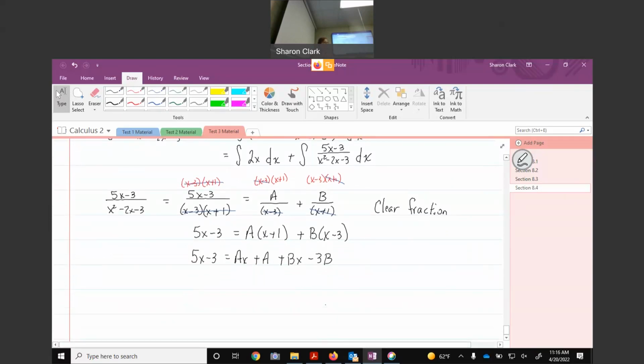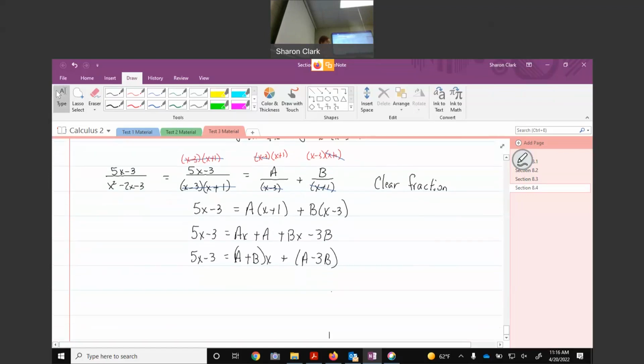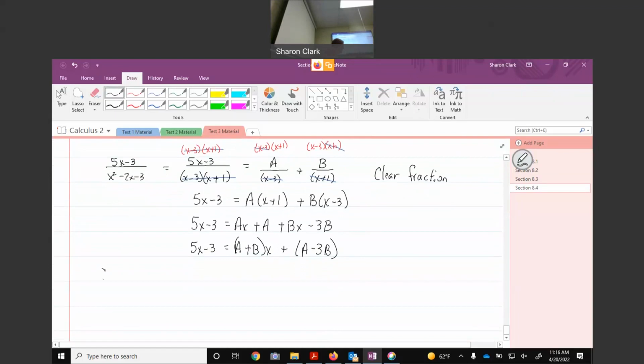So basically, cancel them out, multiply the A's and the B's through. Right. And now we're going to group the x terms together and the non-x terms together. A plus B times x plus A minus 3B. Like that? So now 5x. Wait, we got to do our coefficients. It's the coefficient of x. 5 equals A plus B.